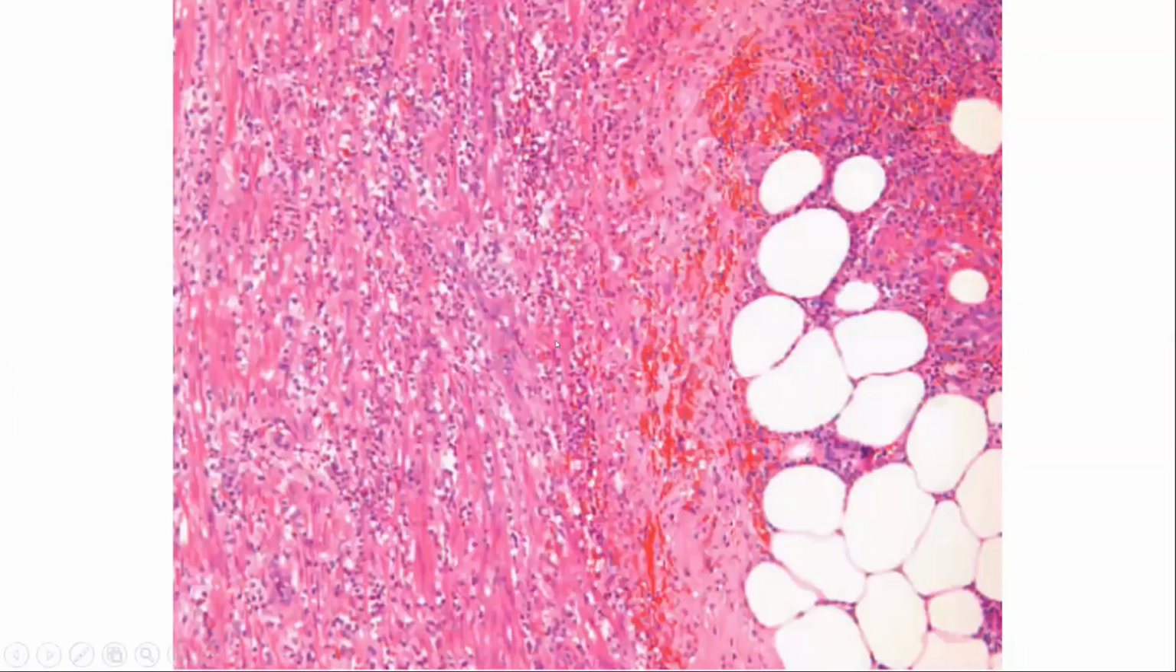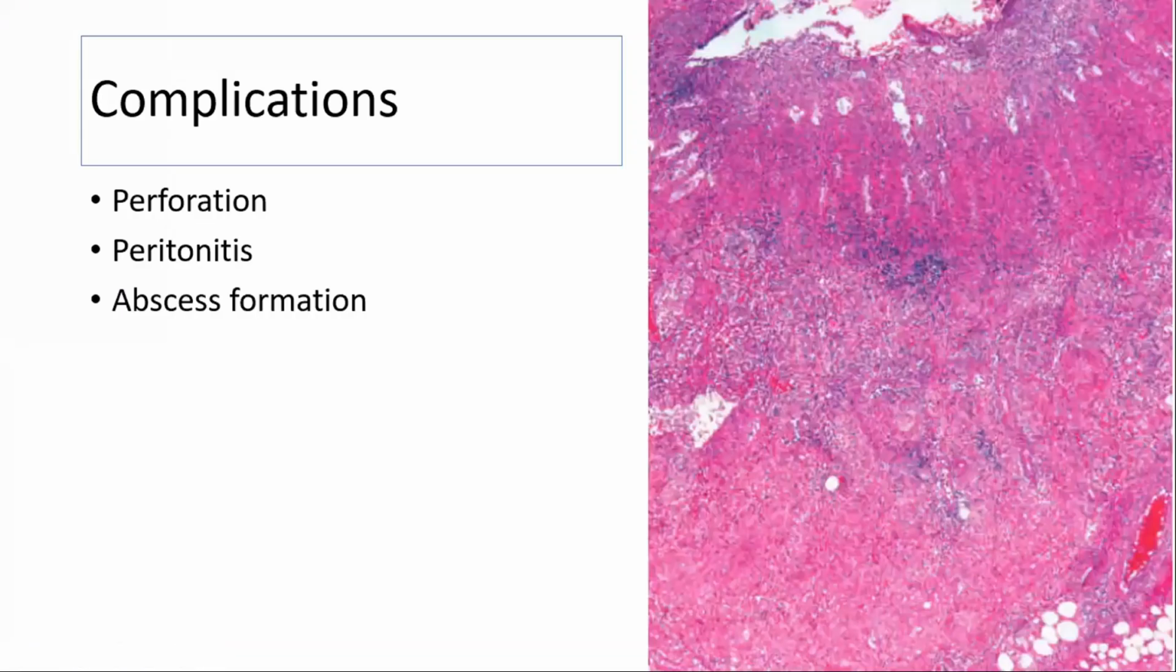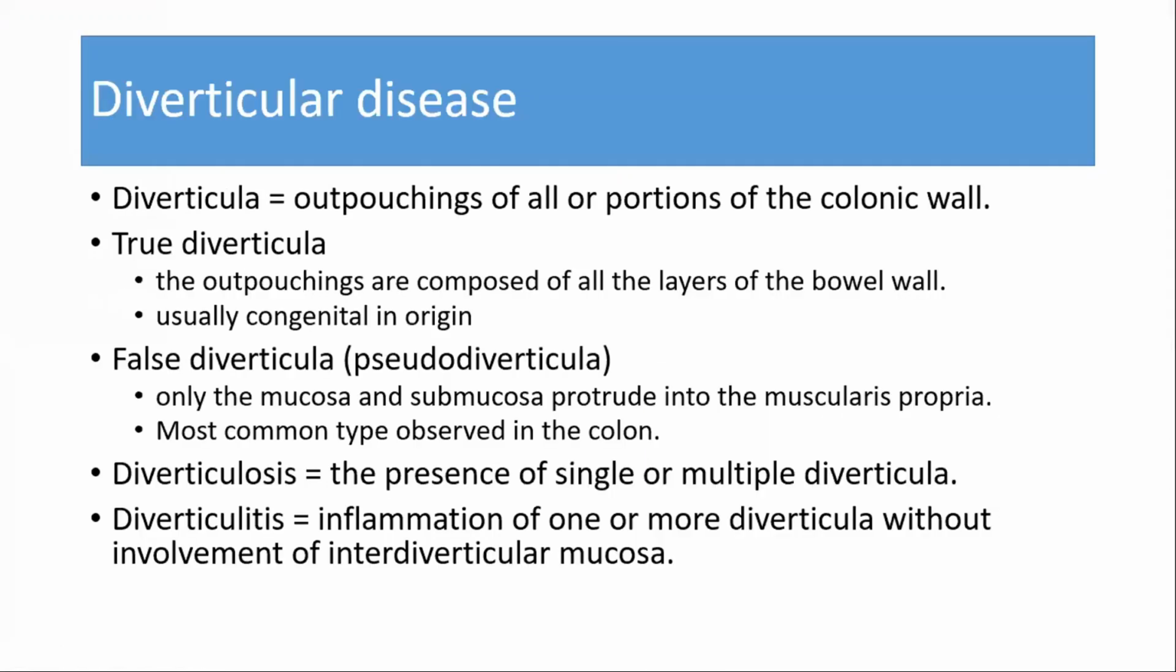And this is an image of the muscularis propria, and this is the serosa. We can see neutrophils in between the muscle layer. So this is transmural neutrophilic infiltration. Usually this is suppurative appendicitis. Alright. And the complications of acute appendicitis are perforation, peritonitis, and abscess formation.